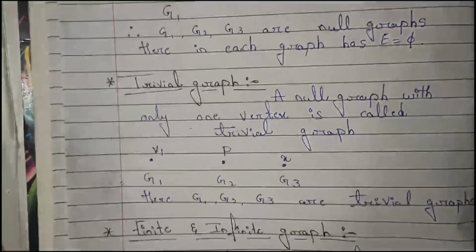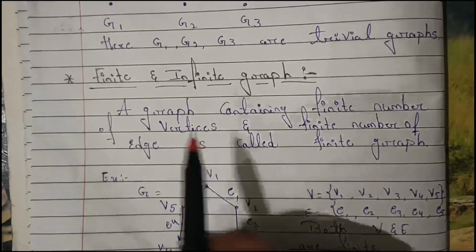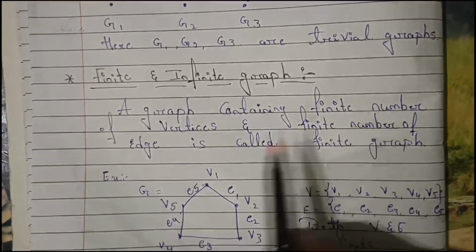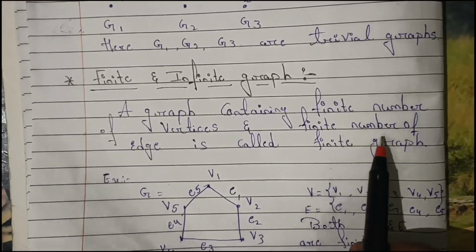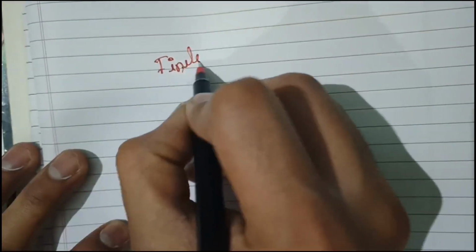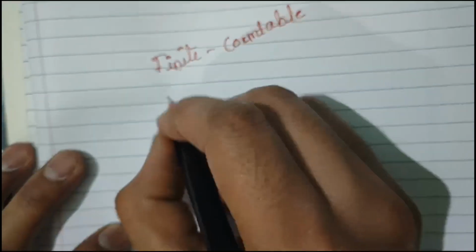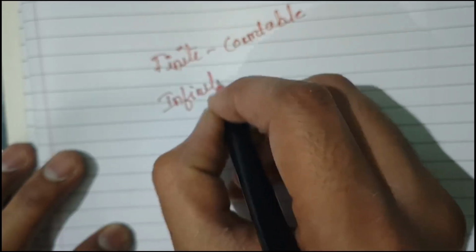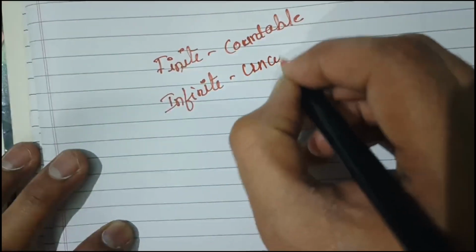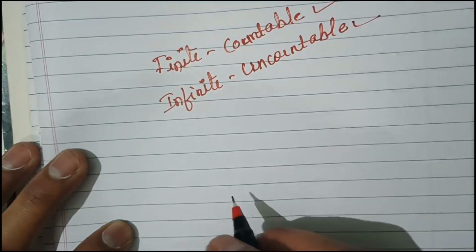Next we have to see finite and infinite graphs. A graph containing a finite number of vertices and a finite number of edges is called a finite graph. It means already you know about finite and infinite, isn't it? Finite means it is countable. Yes or no? Finite is countable. Infinite is uncountable.